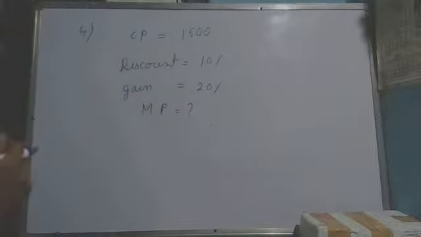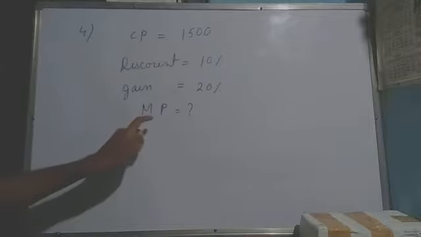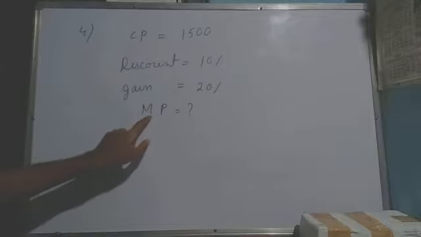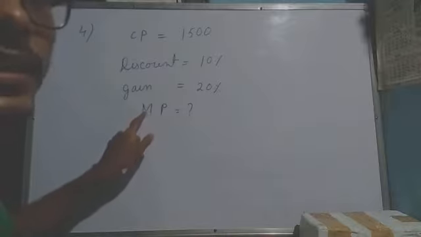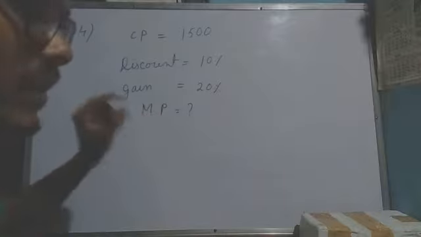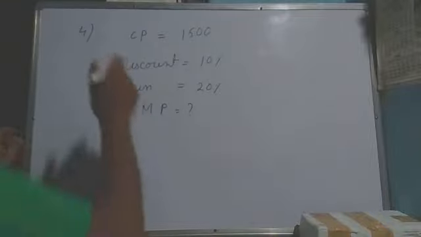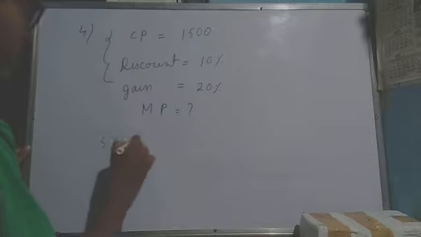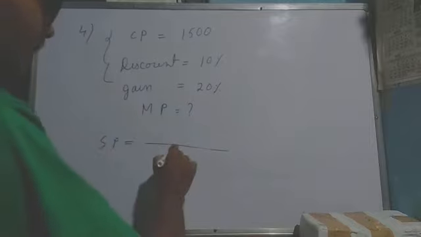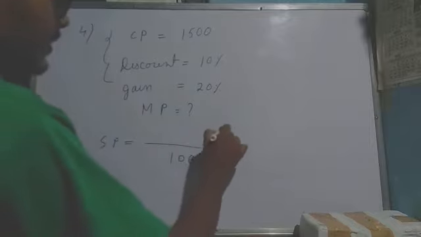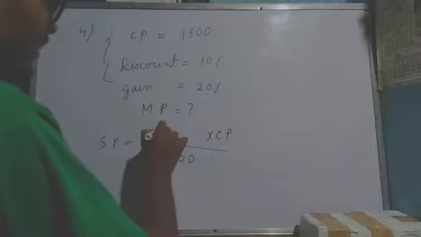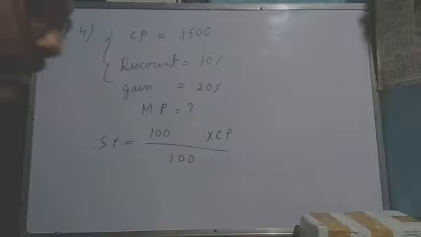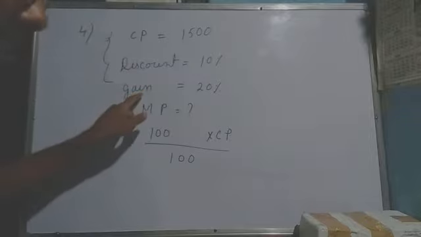Before calculating market price, remember the formula for market price. Market price is always calculated on selling price. So at first we have to calculate the selling price using this information. So the selling price formula is SP = CP times (100 + gain) divided by 100. We gain 20% profit.